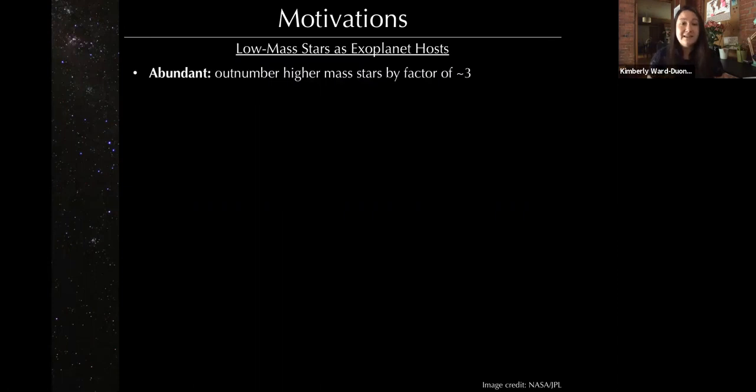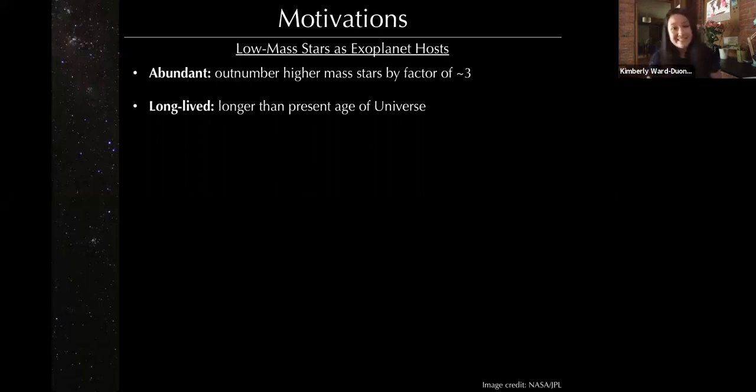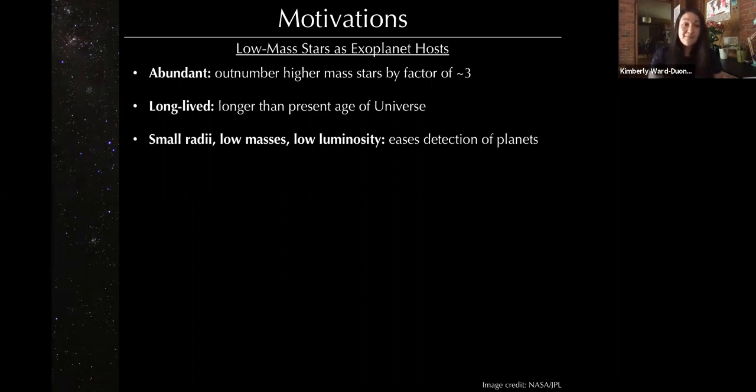So as I mentioned, low mass stars are abundant. They outnumber higher mass stars by a factor of 3. They're long-lived, and because they burn hydrogen so frugally, their main sequence lifetimes are on the order of trillions of years. So we've never actually seen an M-dwarf evolve off the main sequence or die. That might be good for habitability, potentially, if you care about long-term stability of your stellar or planetary system.